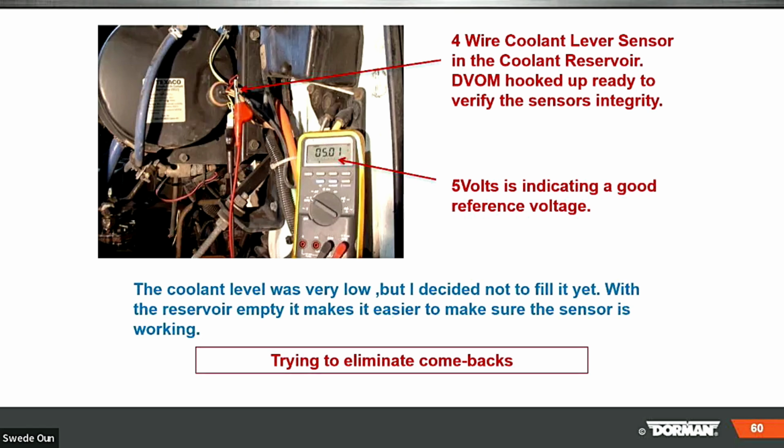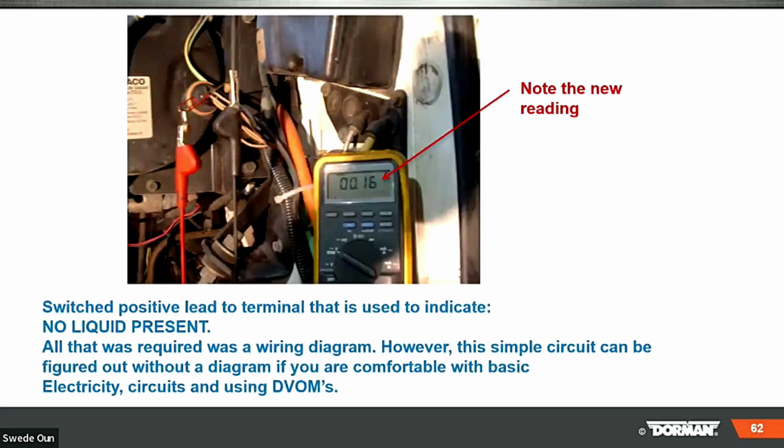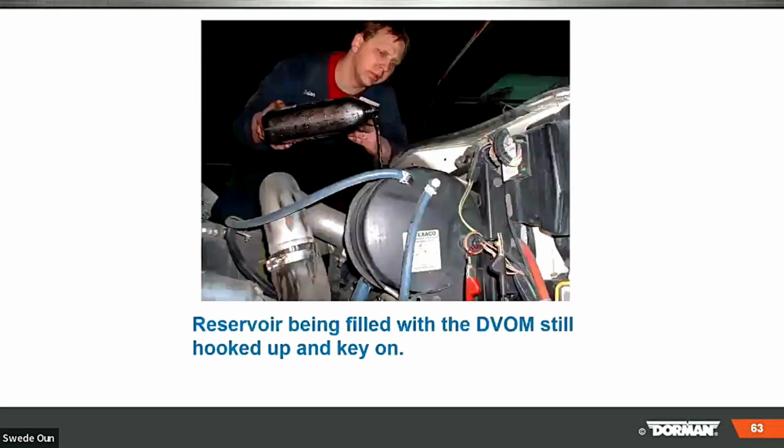But I wanted to also get a little bit more information. So with the reservoir empty, it makes it easier to make sure that the sensor is actually working. I want to eliminate comebacks. So I back probed, got my readings, continuity and all that stuff. Then I switched my leads, and it's in your handouts, okay? This is no liquid present. So all that was required was a wire drain. Well, if you didn't have one, it's a simple enough circuit to figure out what's going on.